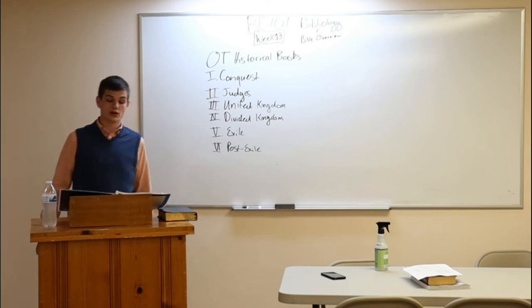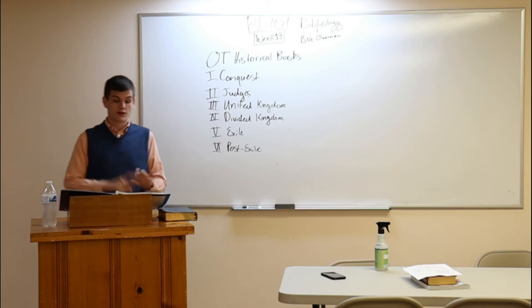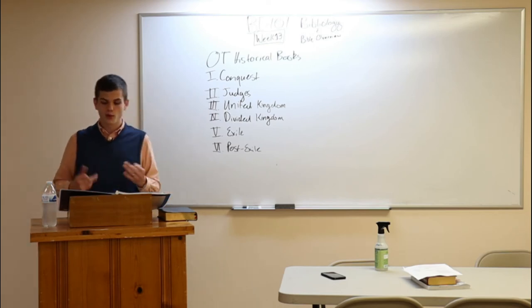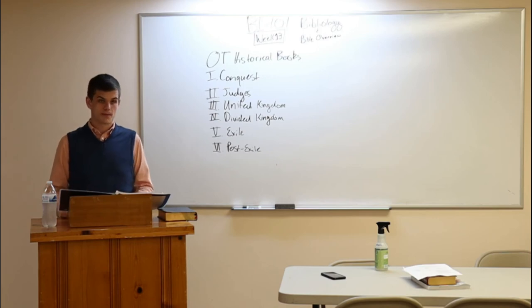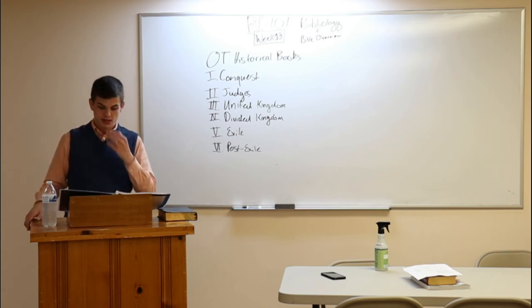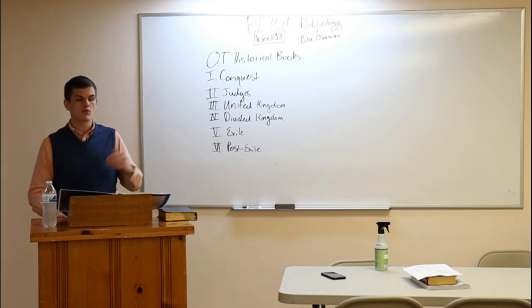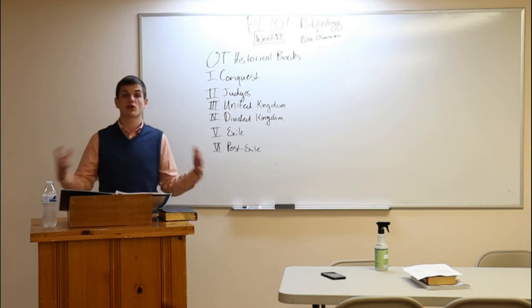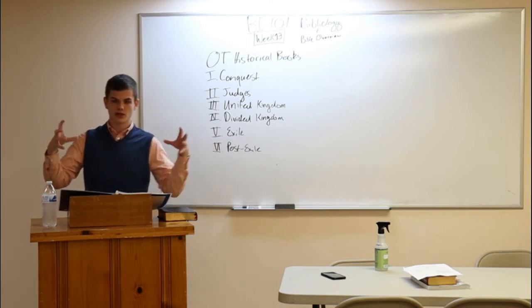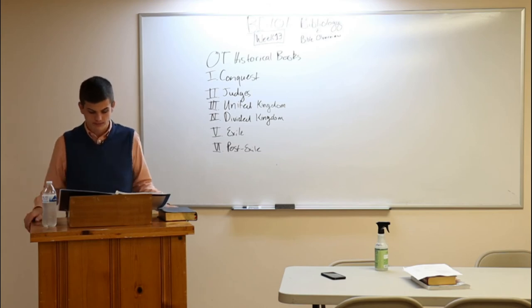Now it's important for you to understand that these books, 1 and 2 Samuel, 1 and 2 Kings, and 1 and 2 Chronicles, were originally written as one book. So it wasn't as if the author was writing part 1 and part 2. No, he wrote one book, one scroll, probably. But they were separated at a later date because of their length. Okay, so 1 and 2 Samuel are one book and need to be understood as a cohesive unit.